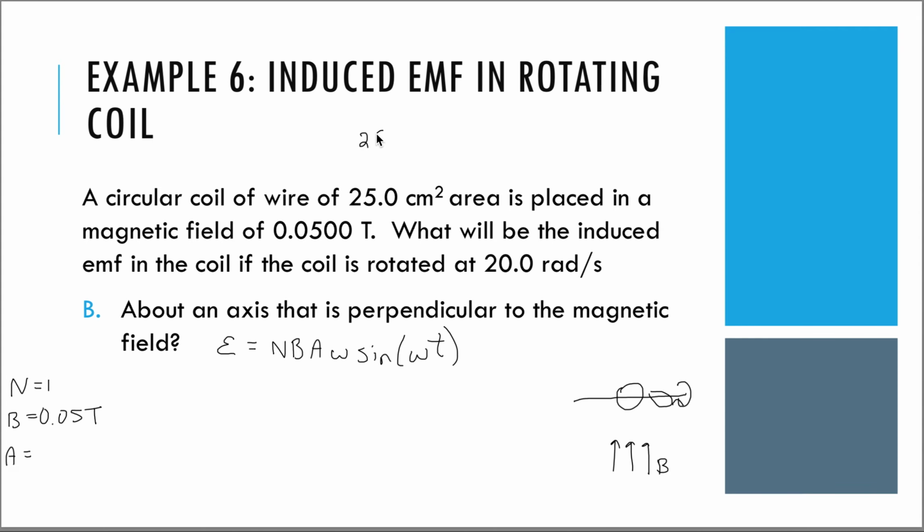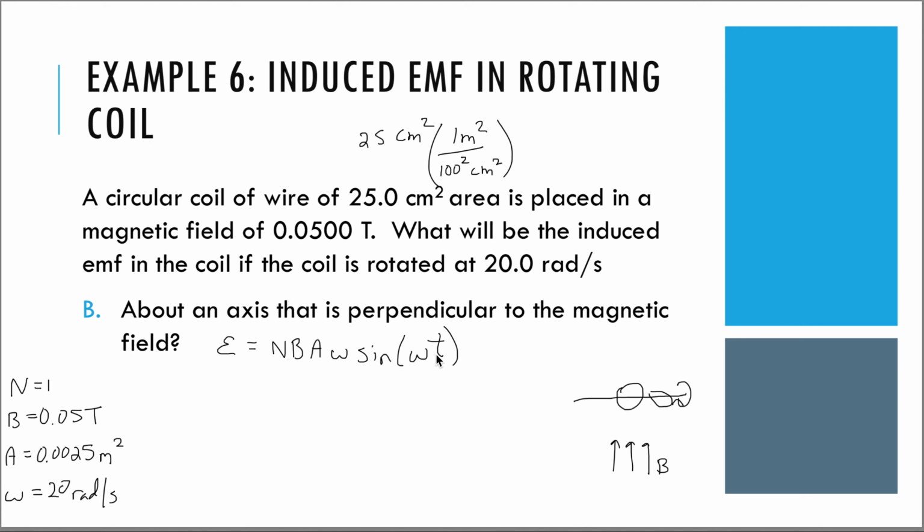Remember your conversions. 25 centimeters squared. You're trying to convert that to meters squared. You have 100 squared centimeters squared in your meter squared, right? If the unit is squared, you square the prefix as well. So you can see that you've got to divide 25 by 100 squared to get meters squared. So we're going to get 0.0025 meters squared. Then omega is our angular frequency, 20 radians per second.